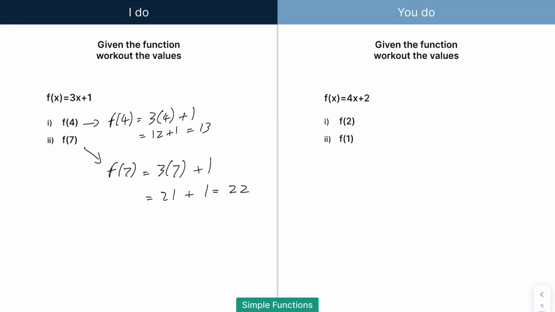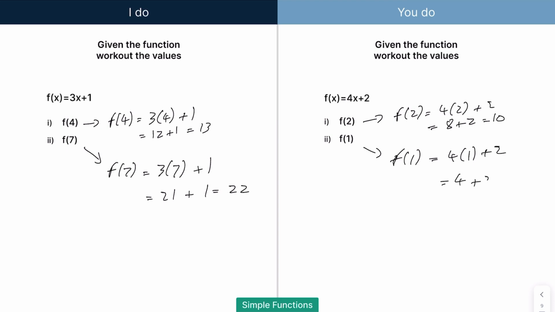So again, hopefully you've pressed pause and had a go at this. With this function, we are going to multiply whatever you put in by 4 and add 2 to it. We always want to show the full working out, which is why I always write these out. So that becomes 10. And then for this one down here, same thing again, we'll use brackets for the value that's been put in. So that is 4 plus 2, which is 6.